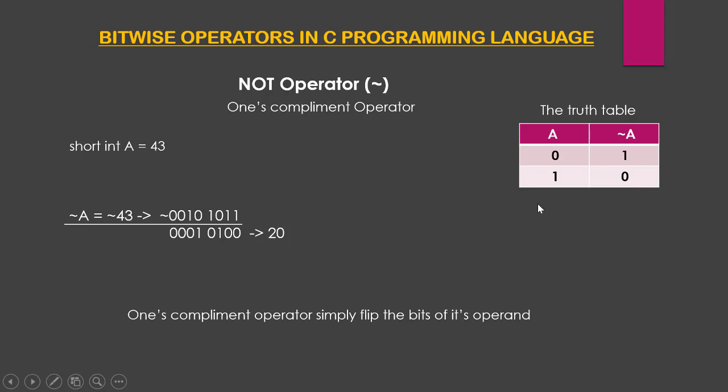It's simply flipped. If A is a short int that is 16 bits long and is set equal to 43, then taking the ones complement of this value produces a result of 20. Not 1 is 0, not 1 is 0, not 0 is 1, not 1 is 0, not 0 is 1, not 1 is 0. And we stop at the last position of 1.